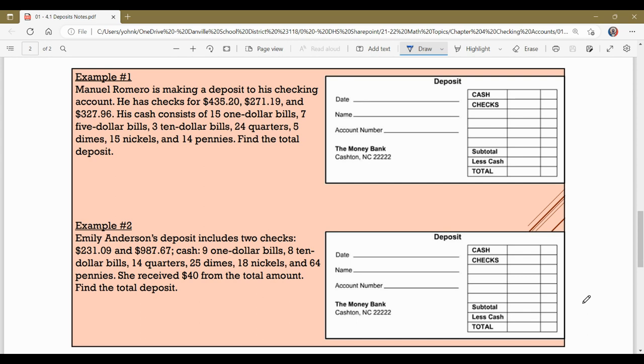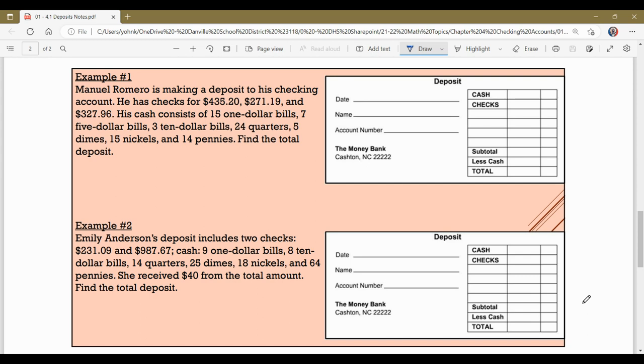Okay, example number one. These are deposit slips. Now, each bank, kids, has a different looking deposit slip. Sometimes they're different colors, sometimes they're white, sometimes they're side to side, sometimes they're up and down. Each bank has a different deposit slip. So, this is one example of one kind of deposit slip.